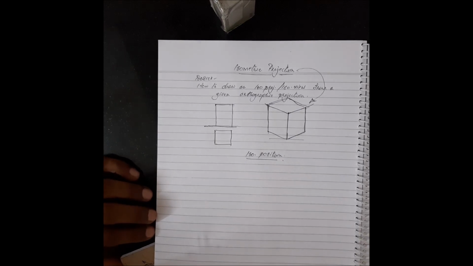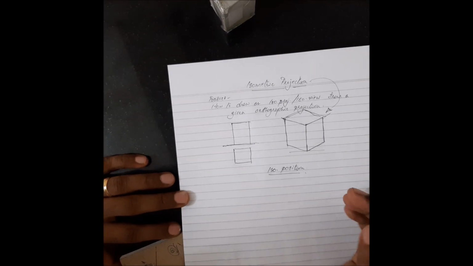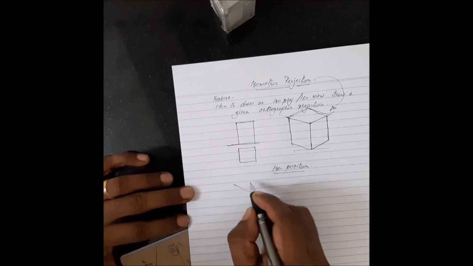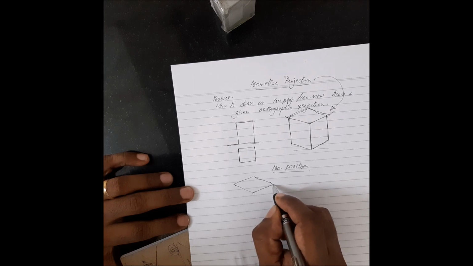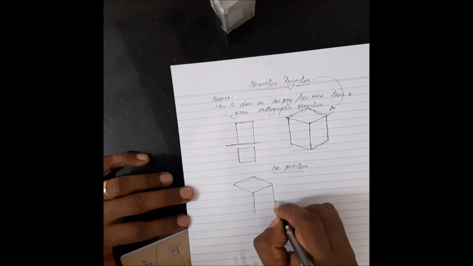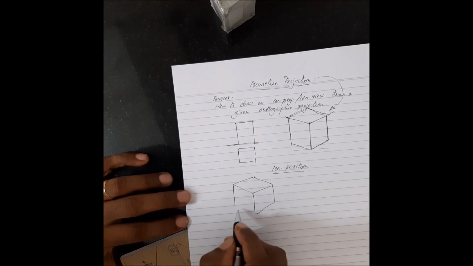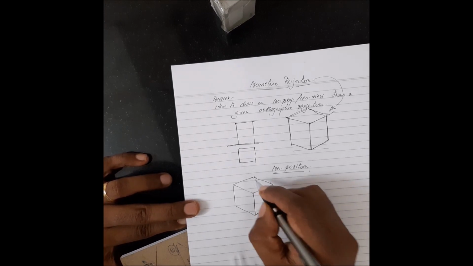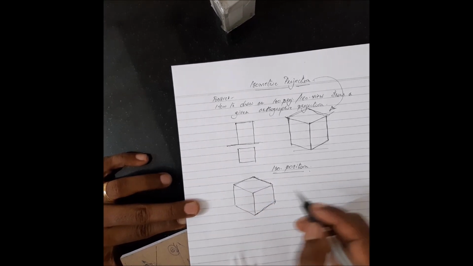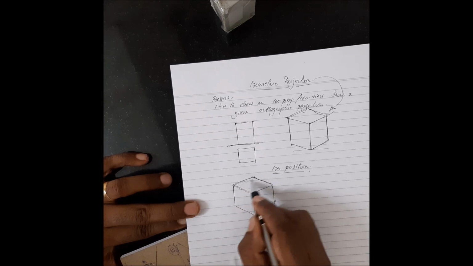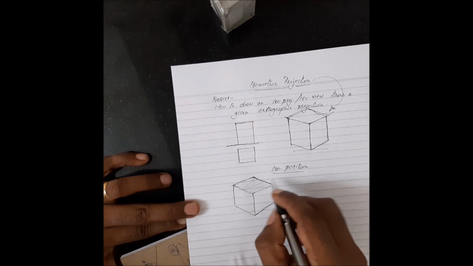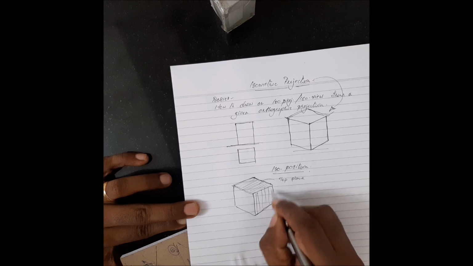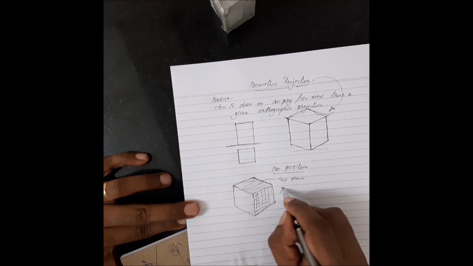Before going into how to draw the isometric projection, let's talk about some more theory. As I've said, when you place the cube in such a way that the solid diagonal of the cube is perpendicular to VP, this is what you get in the front view. Now the plane obtained here in this cube is called the top plane, and this here is called the right plane.